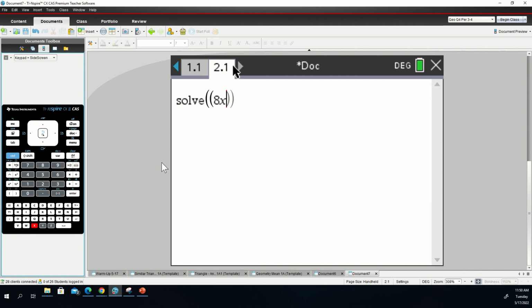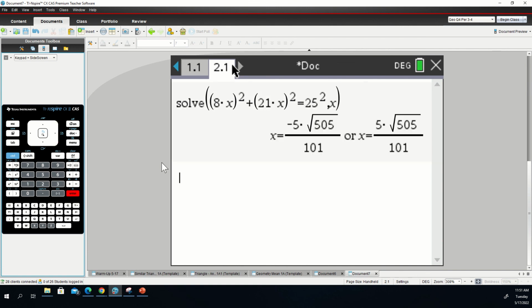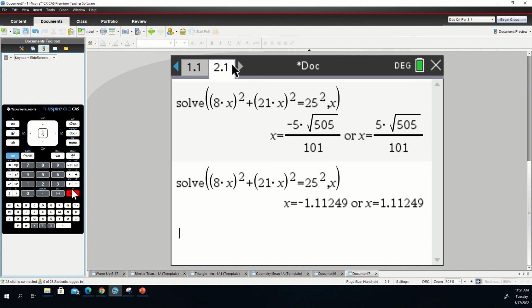8x squared plus 21x squared is equal to 25 squared. And I just do comma x, and it gives me that value. It doesn't matter. It's going to give it to you in the greatest terms, so it's giving you a radical form. You just hit Control Enter, and it'll give you the decimal.